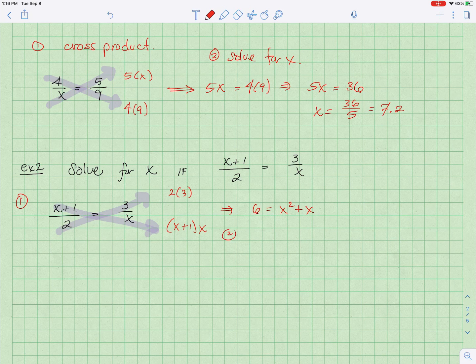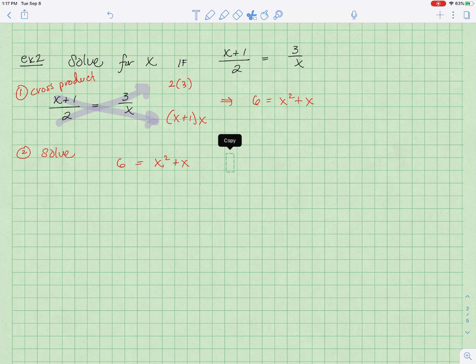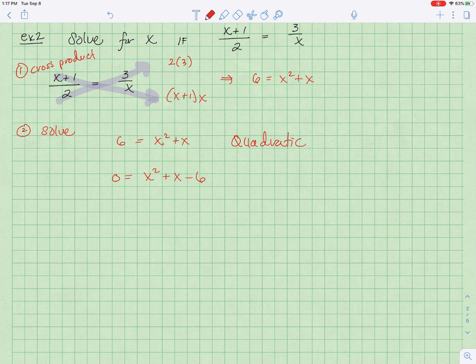So step number 2 will be to solve that. Step number 1 was cross product. Step number 2 is solve. So x squared plus x is equal to 6. Let me just move this over here. And that's quadratic. So how are we going to solve that? Well, we're going to set it equal to 0 by subtracting 6 over to the right side, and then we'll try to factor this sucker.